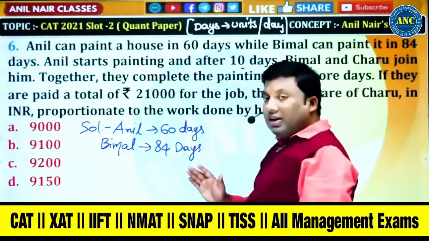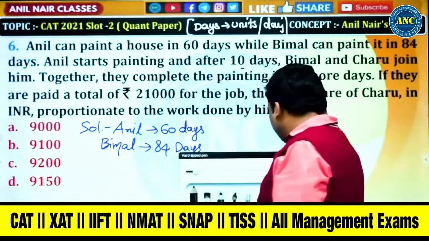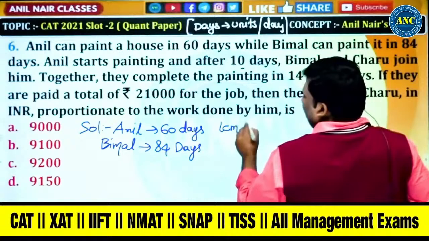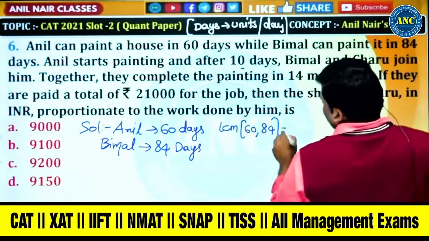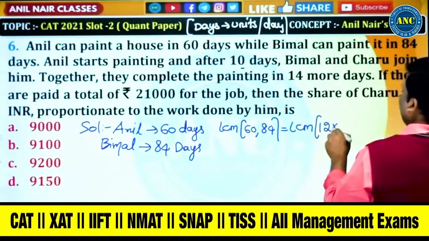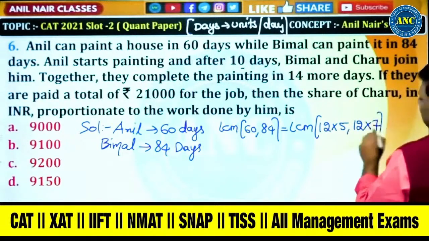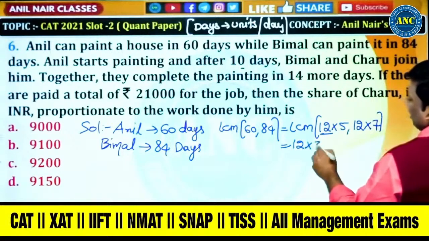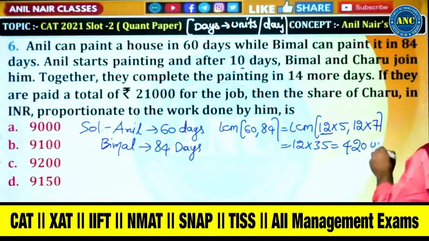60 and 84, they are in days. Convert the days into units per day. LCM of 60, 84. So this will become LCM of 60, it is 12 into 5. 84, it is 12 into 7. 12 is the common factor. LCM of co-primes is always the product. 12 into 35 is 420 units.